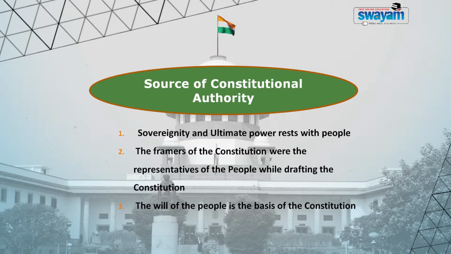Second, the framers of the constitution were the representatives of the people while drafting the constitution. They were not directly elected representatives of the people, but were elected under the Cabinet Mission Plan during British rule on the basis of restrictive franchise. The popularity of the preamble shows how effective it is. It has been accepted by the people for years together. The will of the people is the basis of the constitution.